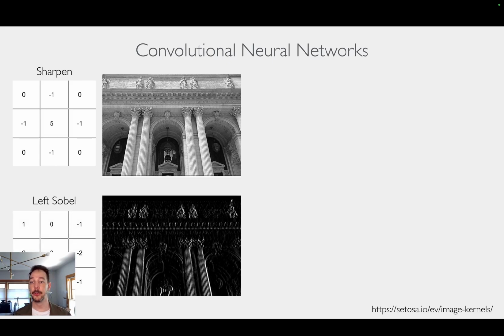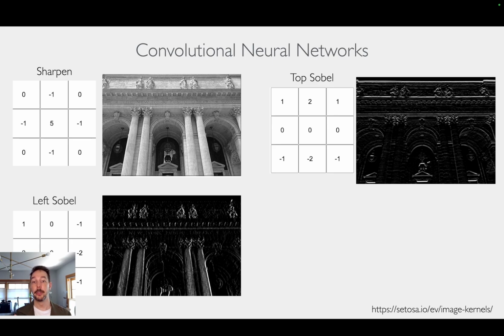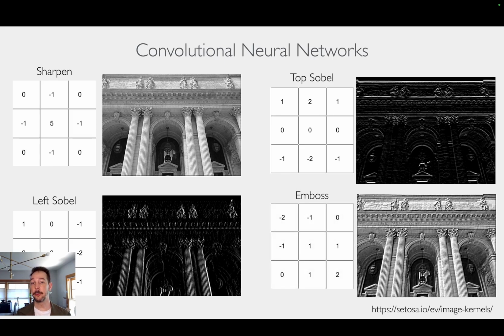We have Sobel filters, and so these are oriented in a particular way. So you can see this left Sobel has higher values on the left-hand side, negative values on the right-hand side, and zeros in the middle column. And if we apply this to the image, then we can start to see vertical lines starting to stand out in the image. And correspondingly, if we use a top Sobel filter or kernel, then if we pass this across the image, we can start to see horizontal stripes in the image. And so there are many different combinations of numbers that you can use in these kernels. Here's an embossing kernel that helps features stand out in a more embossed style.